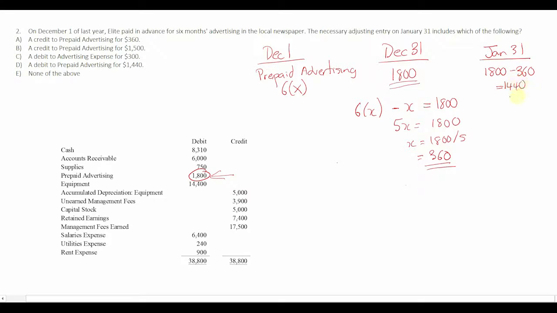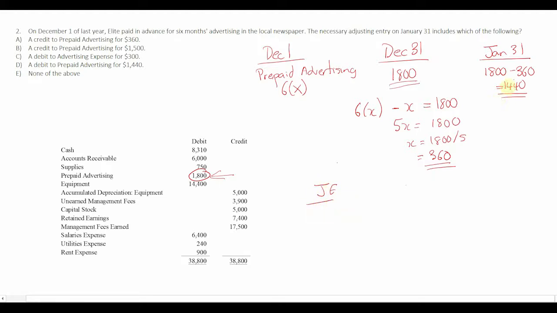Now let's see which journal entry would help us accomplish this. They're telling us a credit to prepaid advertising of $360, a credit to prepaid advertising of $1,500, a debit to advertising expense for $300, a debit to prepaid advertising for $14,400. Now they're actually asking us how we would journalize this transaction.